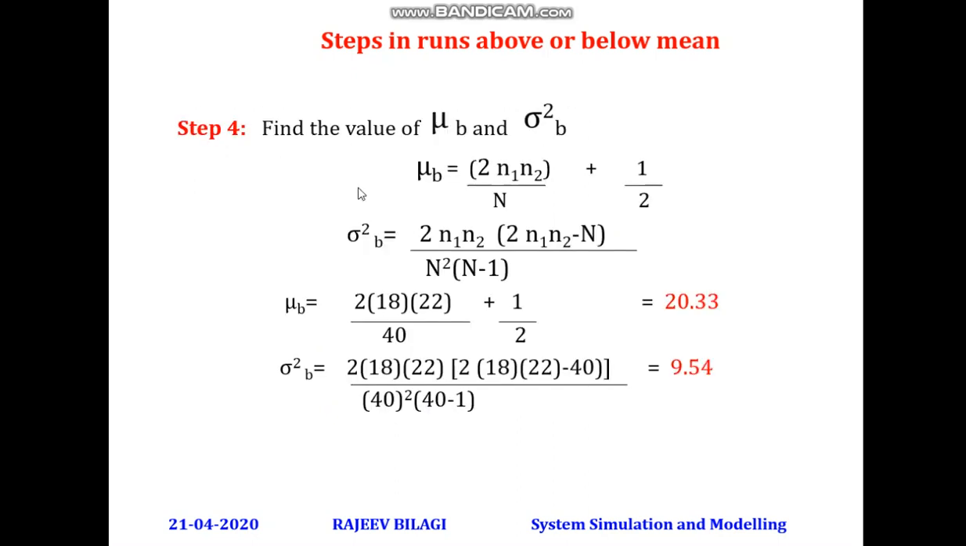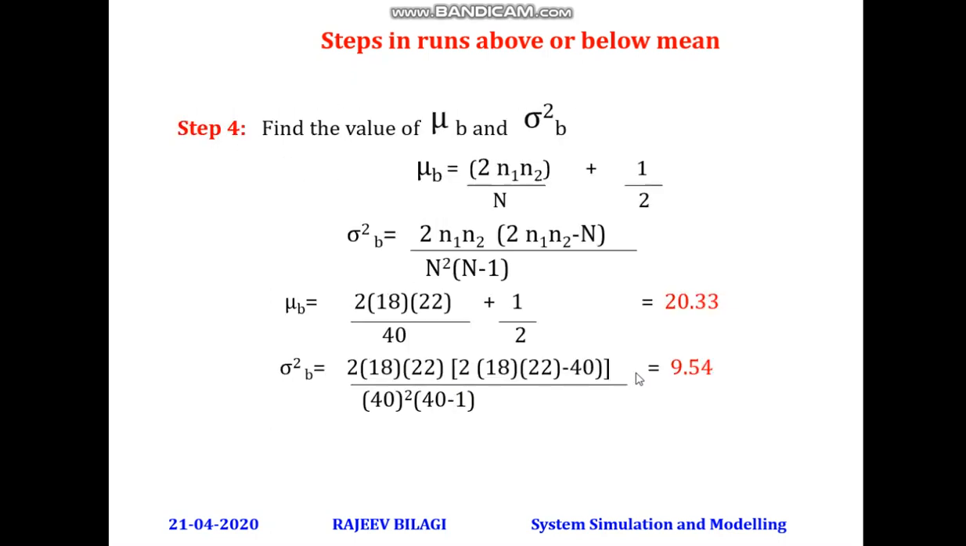Now after that, step 4, you have to find out the value of mu b and sigma square b. Mu b equal to 2n1 n2 divided by n plus 1 by 2. So sigma square equal to this. This is the formula. Now mu b equal to 2 into n1 is 18, n2 is 22, by 40 plus 1 by 2 equal to this one. So if you make any mistake in identifying the values of n1 and n2, then your entire problem goes wrong. And another one is the value of capital B, which is the number of runs. Now sigma square you have calculated here, so that you are going to get it as 9.54.